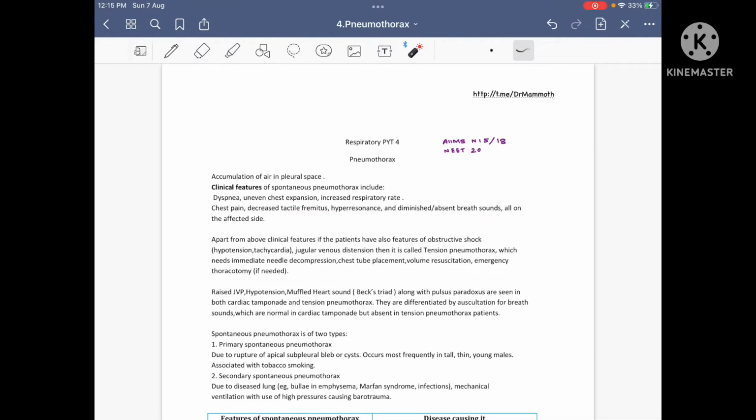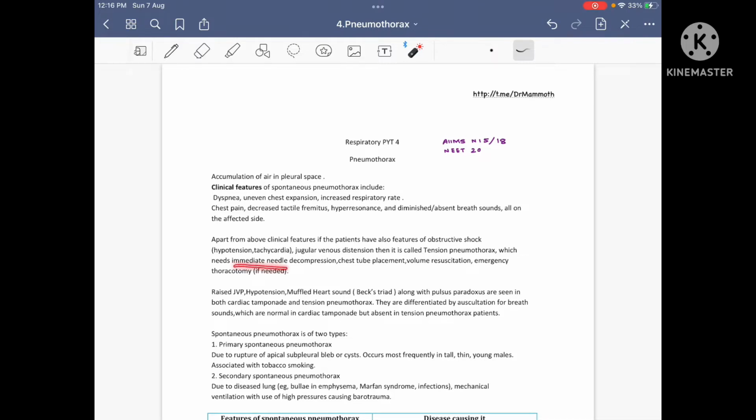Apart from the above clinical features, if the patient also has features of obstructive shock, for example hypotension, tachycardia and jugular venous distension, that is called tension pneumothorax, which needs immediate needle decompression, chest tube placement, volume replacement, emergency thoracotomy. In NEET 2020, a question was asked in a clinical scenario of tension pneumothorax: which is the next best management?